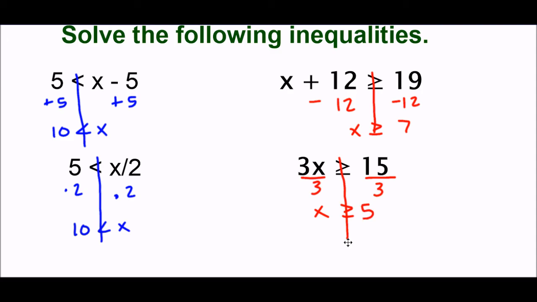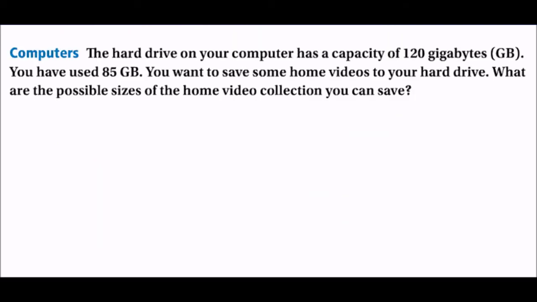So that's really the beginnings of solving inequalities. Now I want us to do a word problem. So the hard drive on your computer has a capacity of 120 gigabytes. You have used 85 gigabytes. You want to save some home movies to your hard drive. What are the possible sizes of the video collection you can save? Now I want to dissect this problem a little bit and show you why it is an inequality.